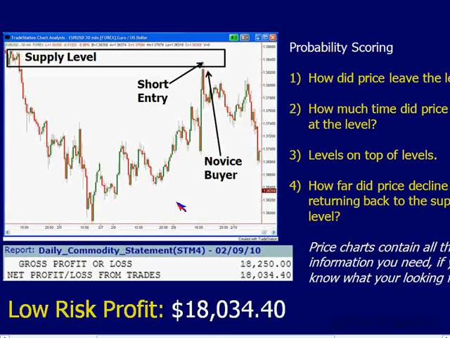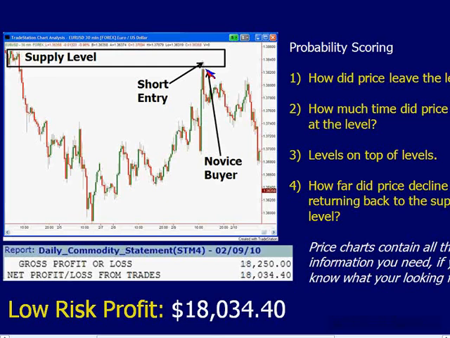So that's the profit margin side of things. Now, what about probability? Why does it become higher probability? Well, again, the farther price moves away from the level before returning back to the level, that makes it a higher probability opportunity because when we sell short here, we are selling short to a buyer. Always remember, one of the things I always talk about is focus on who you're trading with. Understand who's on the other side of your trade.